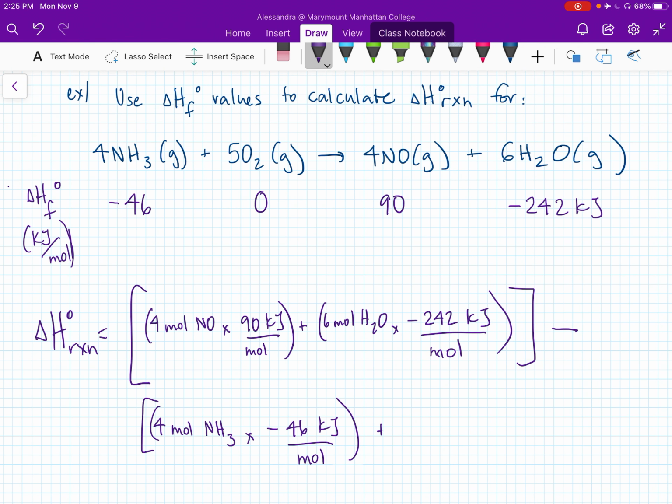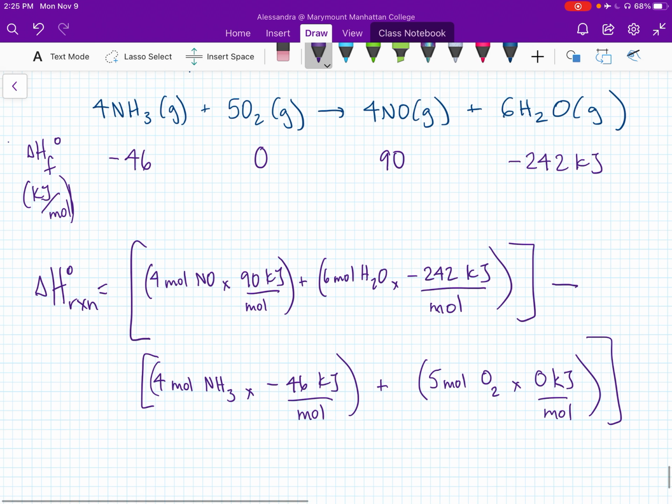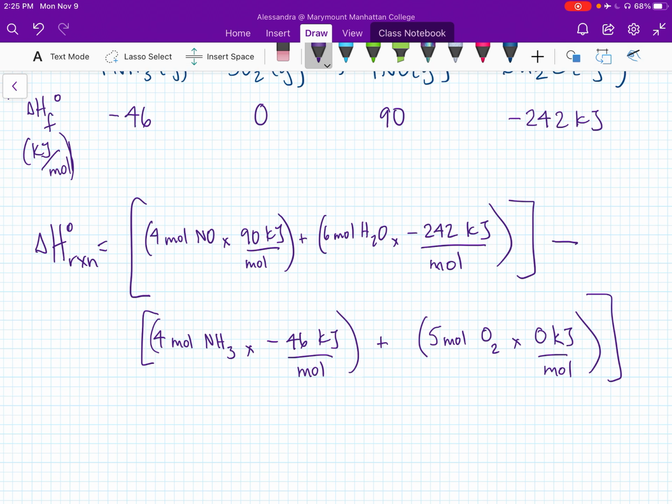And of course, the other one is just going to be 0, because I have 5 moles of O2, but that's 0 kilojoules per mole. Pardon my handwriting here, that was meant to be kilo. So that term reduces to 0. Now, if you do all of that arithmetic, you should get a highly exothermic delta H for this reaction. Minus 908 kilojoules is the delta H for this reaction.